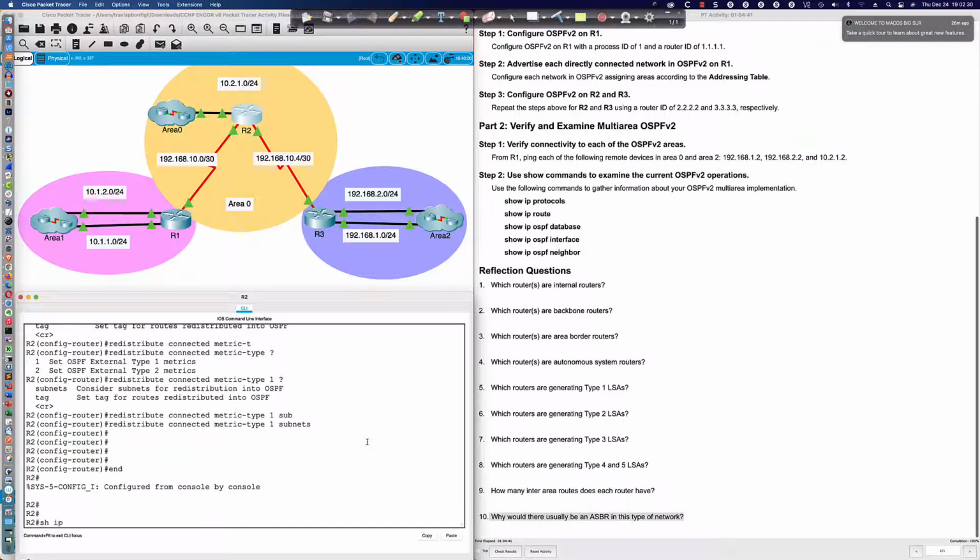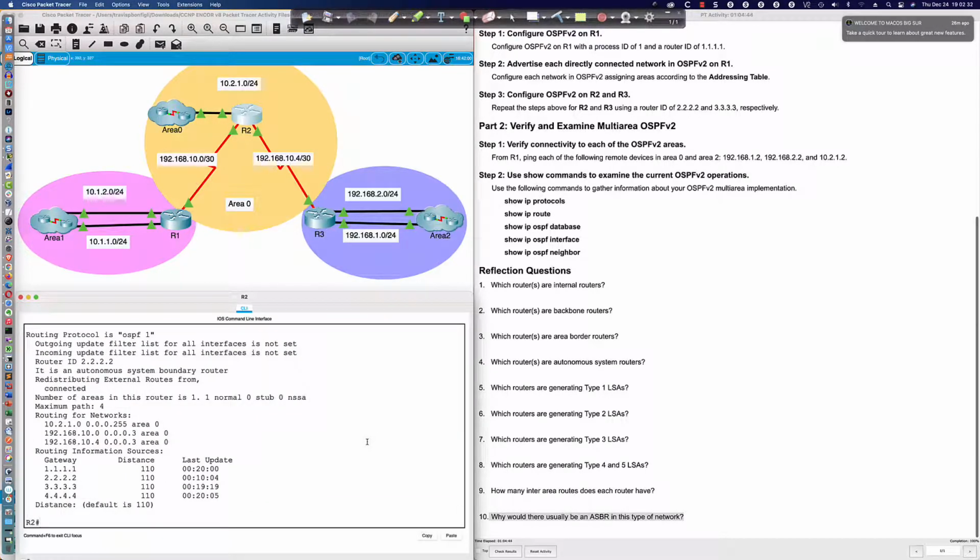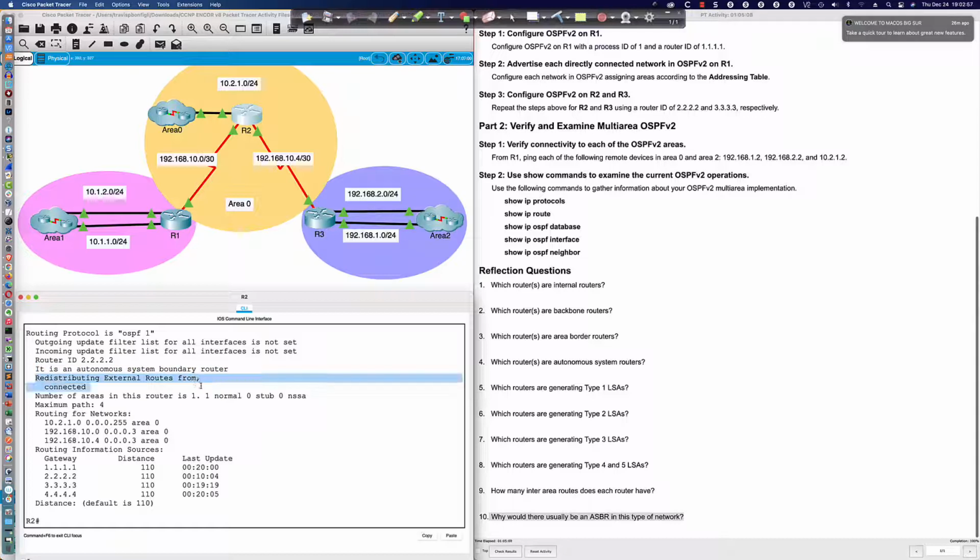And so the final command, let's say show IP protocols, right? And what do we see here with show IP protocols? We see that we're running OSPF, we see our router ID, and lo and behold, what does that say? It's an autonomous system boundary router, because it knows that it's an ASBR because it's generating type 5 LSAs. And we are redistributing external routes from what protocol? Again, talking about its routing protocol, connected.